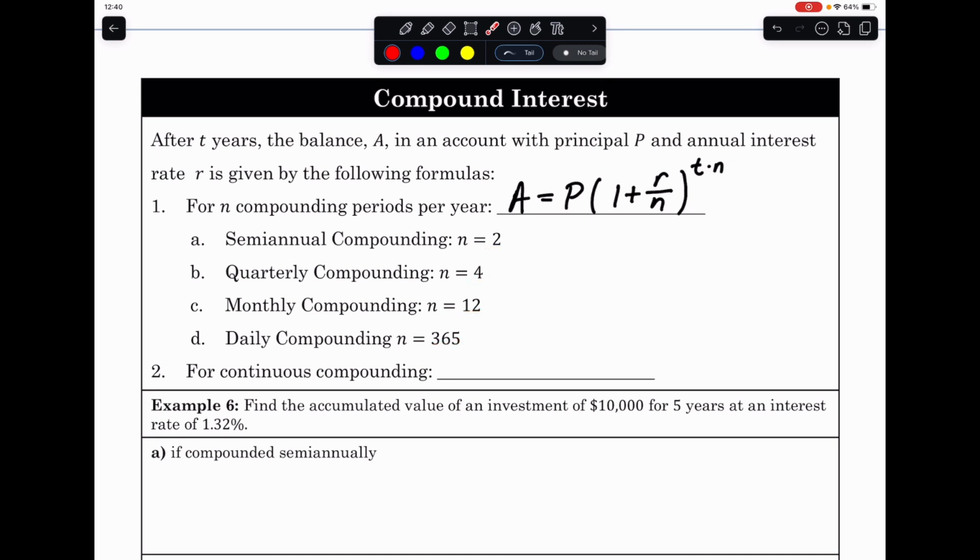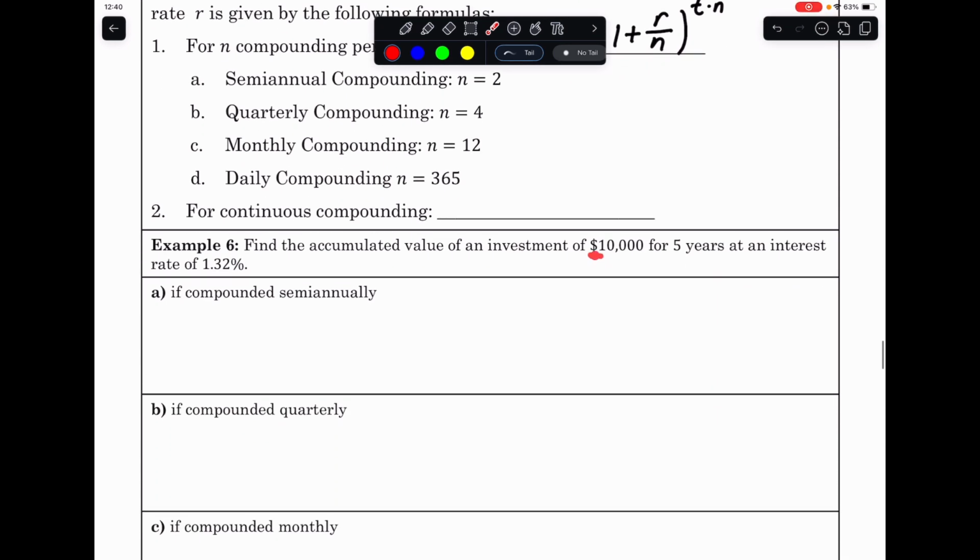Okay, so let's look at an example of how we use this formula. Let's say that we have $10,000. We want to put those $10,000 into some kind of investment or savings account for 5 years, that's going to pay out at 1.32%. The first thing I'm going to do is divide this number by 100, so the value of r will be 0.0132. I need to remove the percentage and write it as an actual decimal value, so I divide by 100 and I get that value.